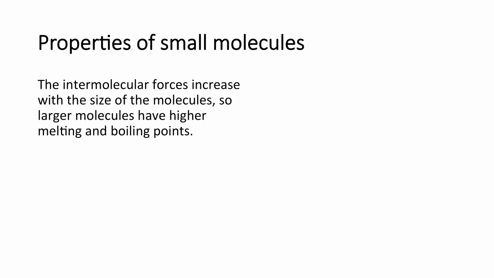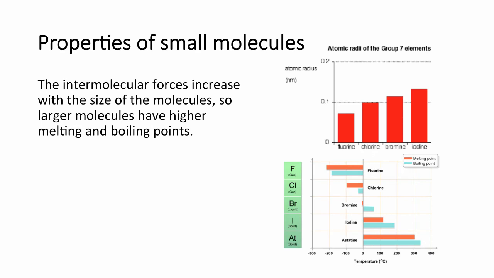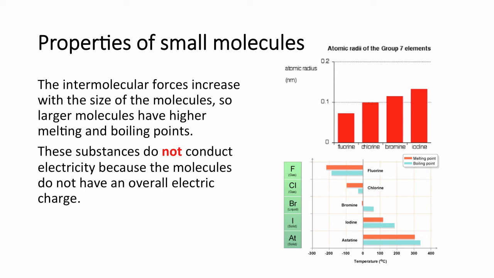And you probably remember this from alkanes. As alkane chain length increases, their boiling point increases. But we also have it for group 7. So if we have a look, as we go down group 7, we get F2, Cl2, Br2, I2, and they get larger. So this is a graph of atomic radius. We also see that their melting point and boiling point increase. So the trend of melting point and boiling point is as you go down group 7, they increase because the molecule size is getting larger. Now these substances do not conduct electricity because the molecules do not have an overall charge.